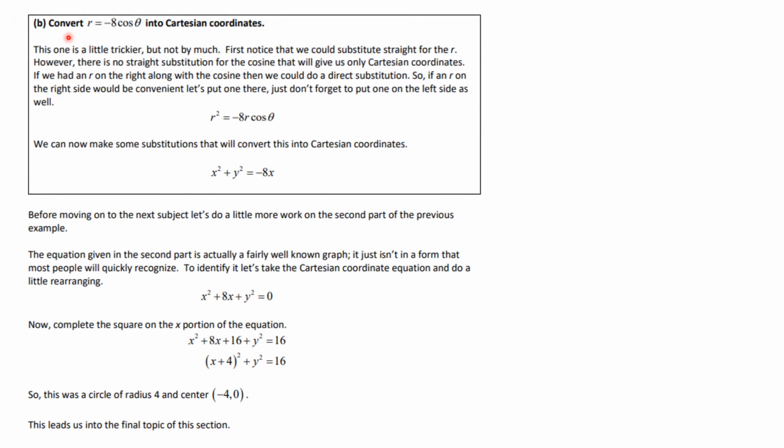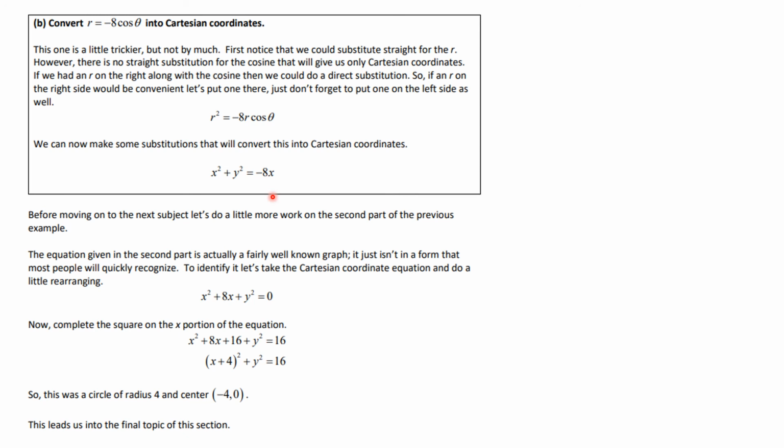The second one, though, we're to convert r equals minus 8 cosine theta into Cartesian coordinates. Well, remember that r squared is the square root of x squared plus y squared, whole squared. So that is x squared plus y squared. And minus 8 is minus 8, but r cosine theta is x. So you see we get x squared plus y squared equals minus 8x.